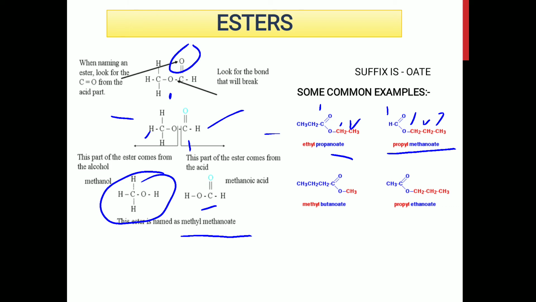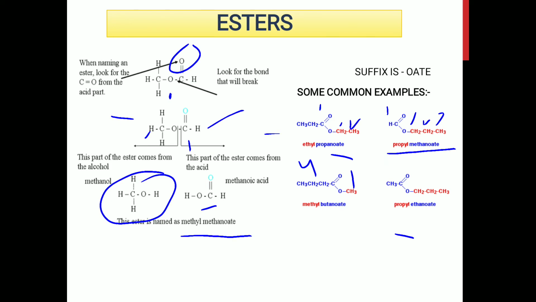If you go to the third structure and just count the carbons, here on the right side only 1 carbon is present, and on the left side there are 4 carbons, right? So for 4 carbons we name it butane, and for 1 carbon we name it methyl. So methyl butanoate.